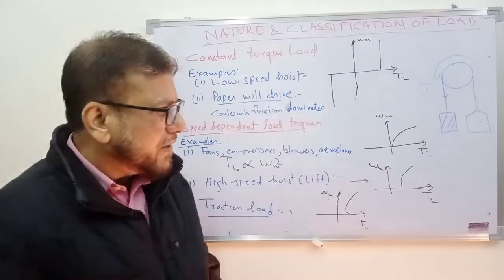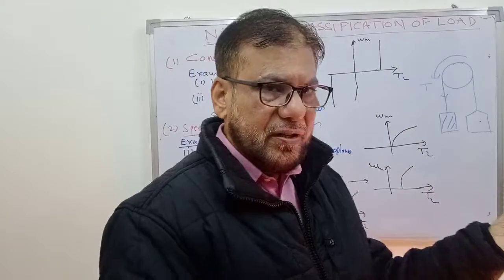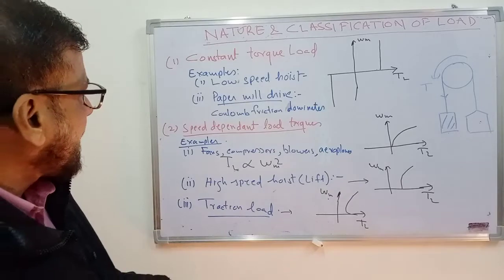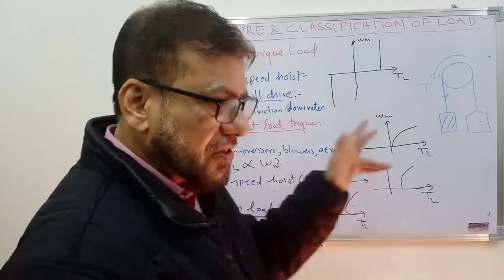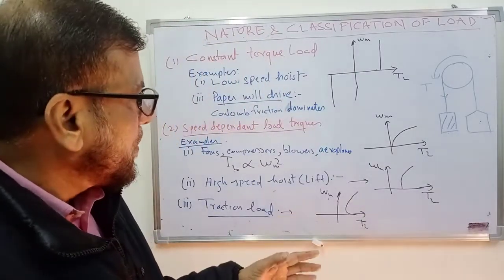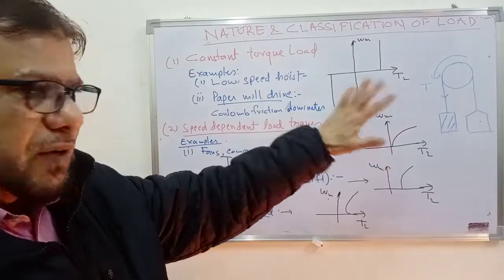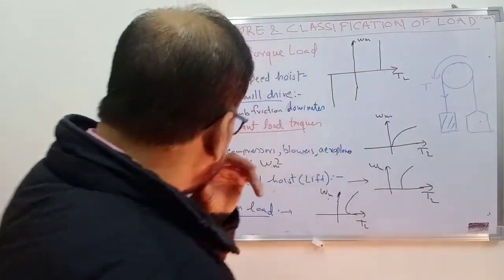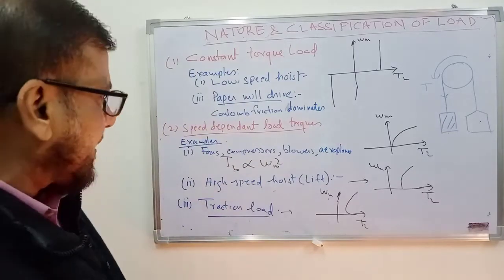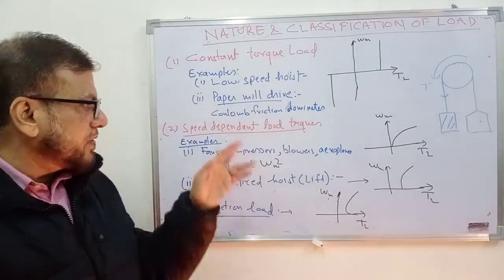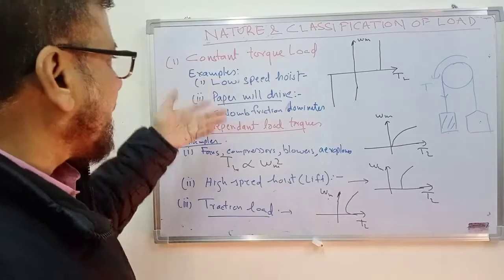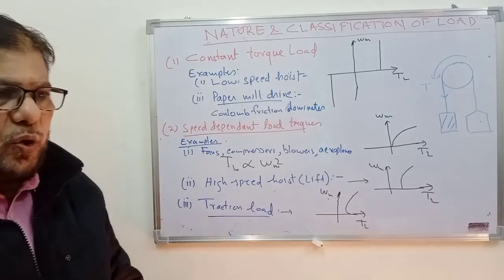At high speed, the windage friction or windage torque comes into picture and the torque starts increasing. But at low speeds, the windage torque is negligible, viscous torque is also negligible as compared to the gravitational torque. So the net torque can be considered to be constant. Similarly, in the paper mill drive, there are various torques acting, but the most dominating torque is the Coulomb friction torque, and that is constant. So this can also be considered as an example of a constant load torque.